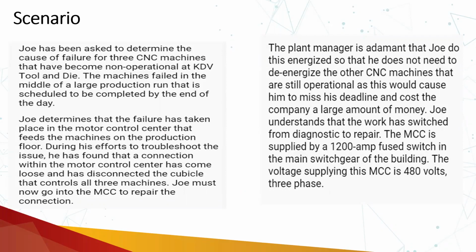Joe determines that the failure has taken place in the motor control center that feeds the machines on the production floor. During his effort to troubleshoot the issue, he has found a connection within the motor control center has come loose and has disconnected the cubicle that controls all 3 machines. Joe must now go into the MCC to repair the connection.